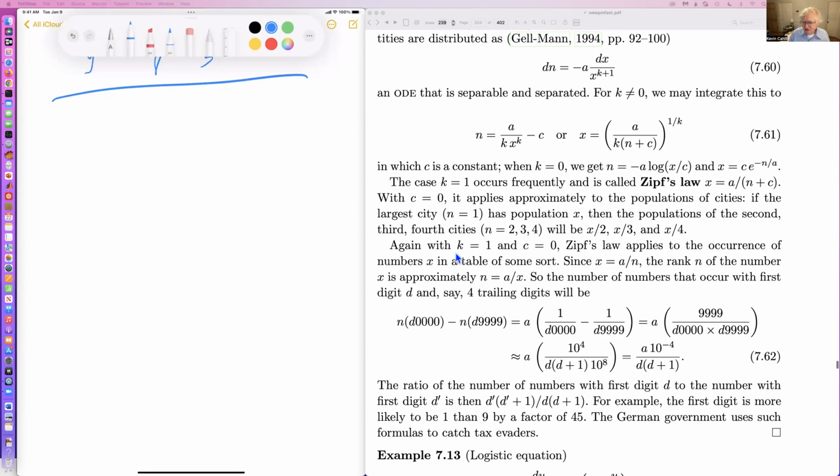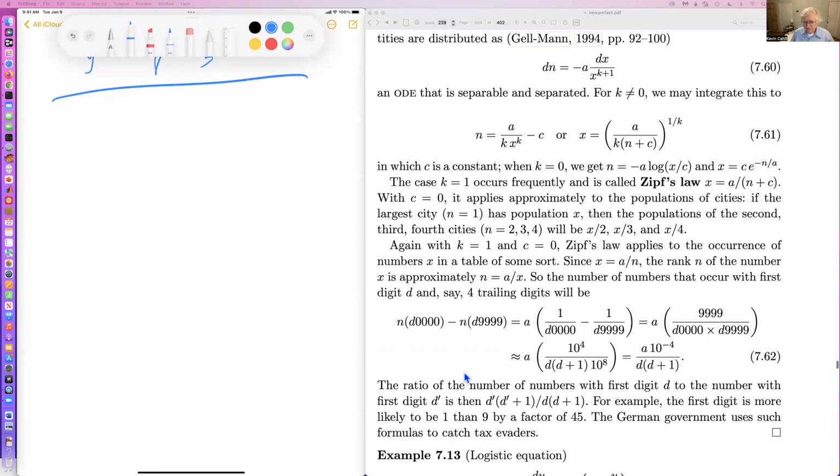It also applies to numbers in a table of some sort. So if we let x equal to, what do we have? We have x is equal to a over n for c equal to 0 and k equal to 1. We have a is equal to x equals a over n. The rank n of the number x is approximately a over x. So now we can compute the number of numbers that occur with the first digit d and k trailing digits.